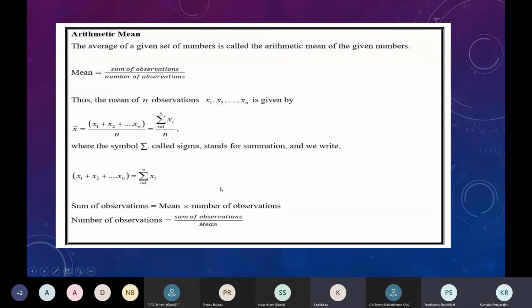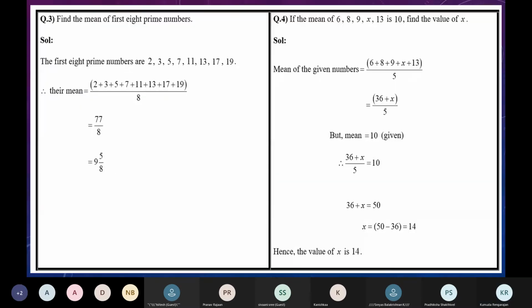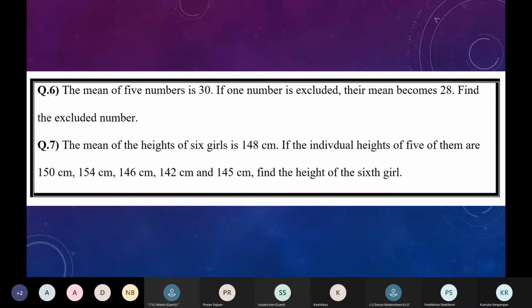Sum of all observations. Yeah, the sum of all the 5 observations. There are 5 numbers. Their sum is 150. We don't know the numbers individually. Is that much understood? Yes, ma'am. Now I understood, ma'am.